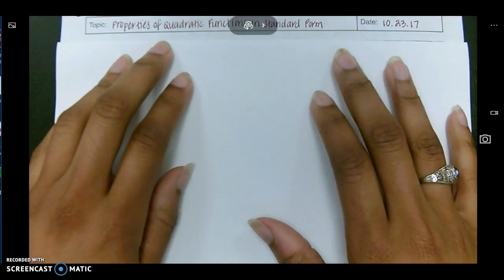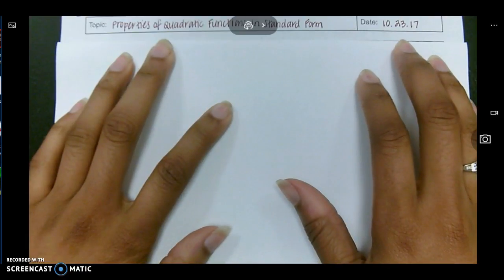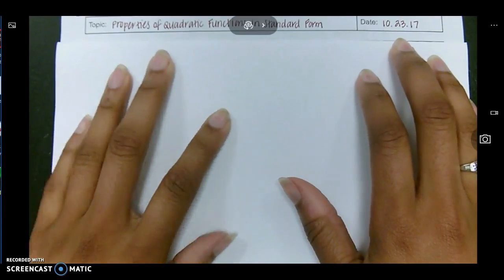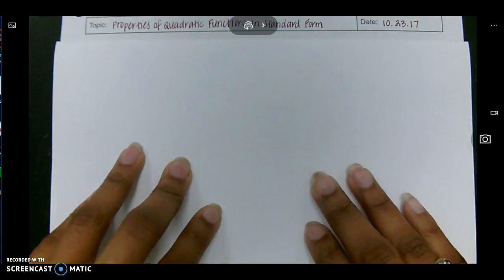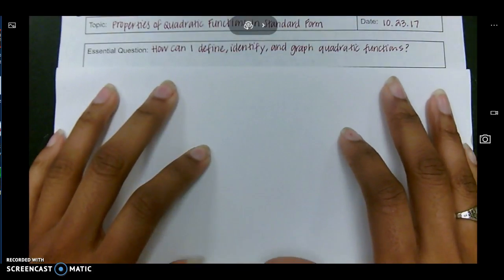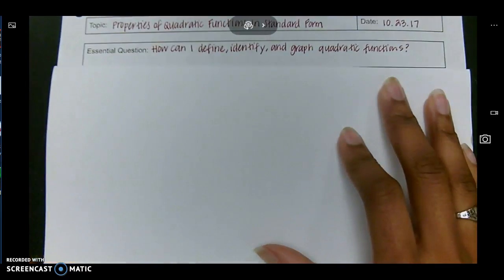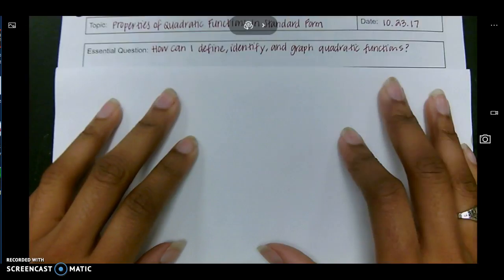Alright, so at the top of your paper, you are going to write the topic, which is properties of quadratic functions in standard form, along with today's date, which is the 23rd. Okay. Once you have done that, you're going to write down the essential question. And the essential question that we're trying to ask is, how can I define, identify, and graph quadratic functions? Okay.